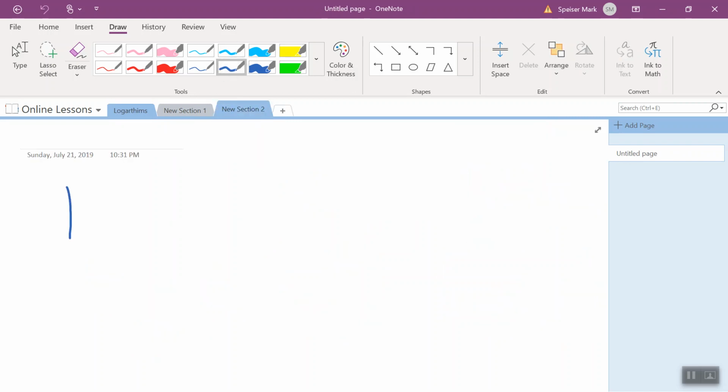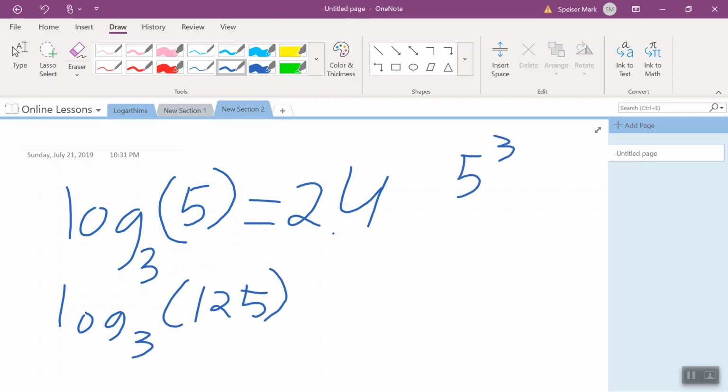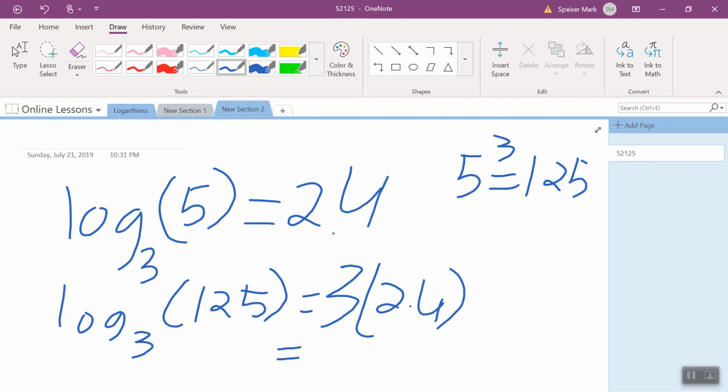Something like this. If log base, let's say 3, of 5 equals 2.4, what does the log base 3 of 125 equal? Well, 5 to the 3rd equals 125. So log base 3 of 125 equals 3 times 2.4, which is 7.2. And that's a weird example they ask.